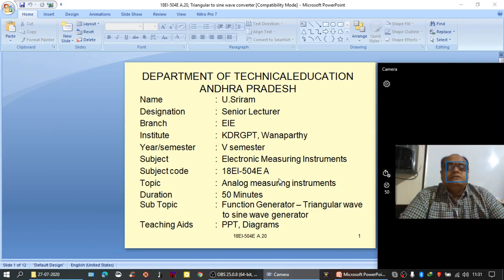In this class, I'll explain about the triangular wave to sine wave generator used in the function generator.